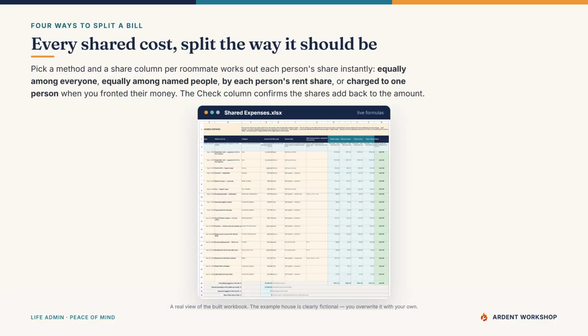Now the money, 1 row per shared cost and 4 ways to split it. Equally among everyone, equally among just the people you name. For the streaming plan 3 of you are on, by each person's rent share, for electric and heating, or charged entirely to one person for when you fronted somebody else's cost. 6 columns work out every share instantly, and the check column adds them back up against the amount, so a misspelled name can't quietly leave someone uncharged.